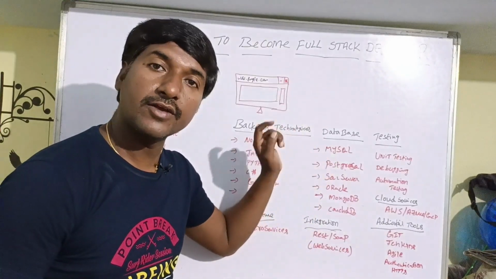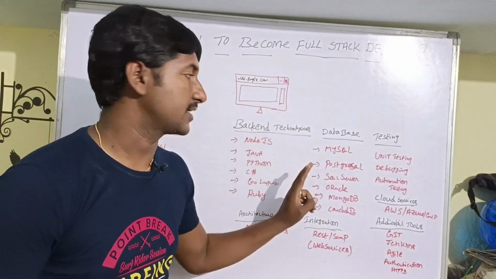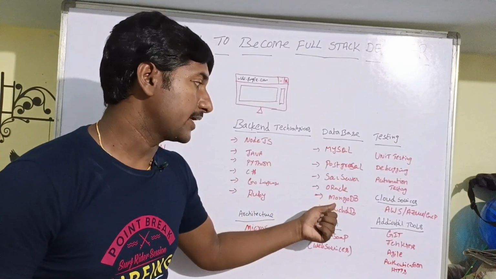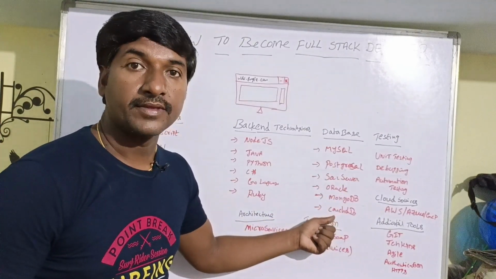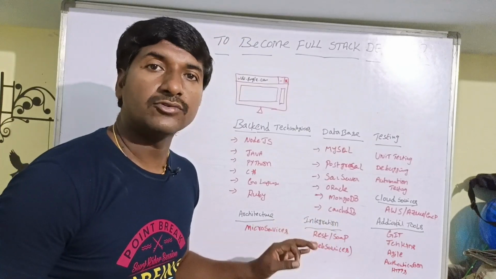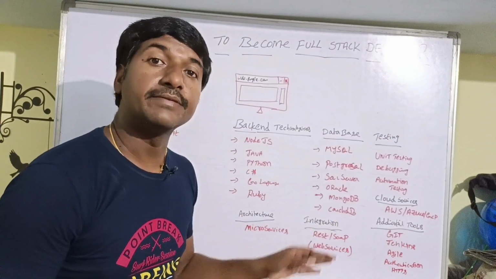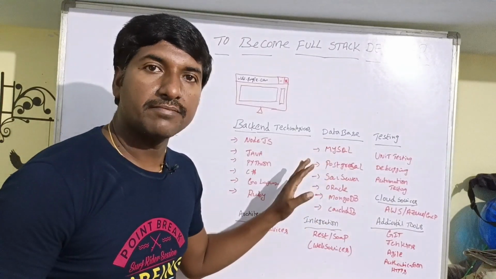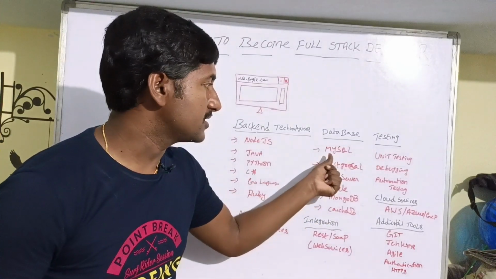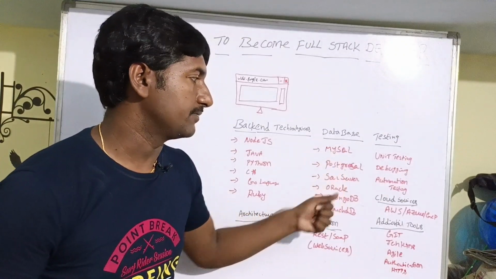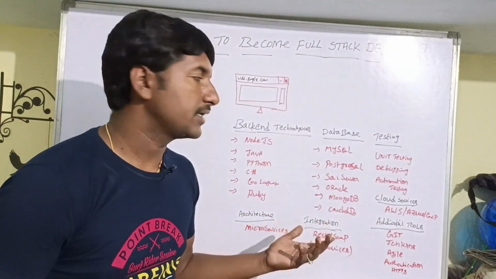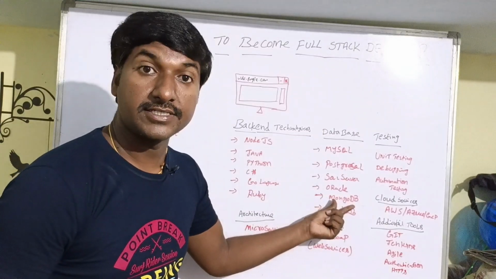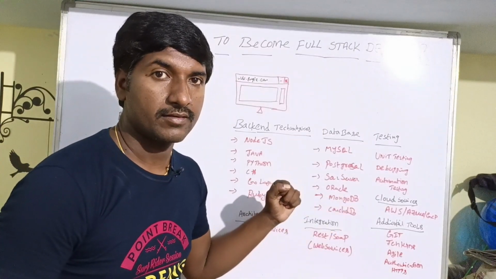You have to learn any one or two database skills, like MySQL, PostgreSQL, SQL Server, Oracle, MongoDB or CouchDB. I'm not saying you have to learn all the database skills. It depends on the project. Most companies are expecting database skills like MySQL and PostgreSQL. So you can learn MySQL as well as one NoSQL database, that is nothing but MongoDB.